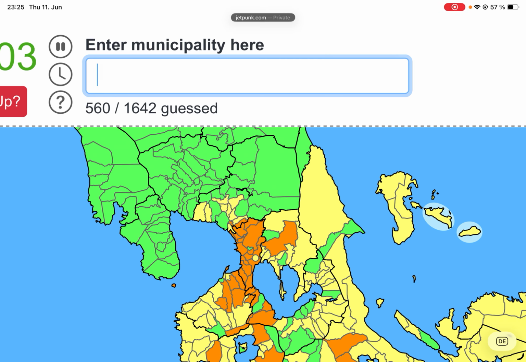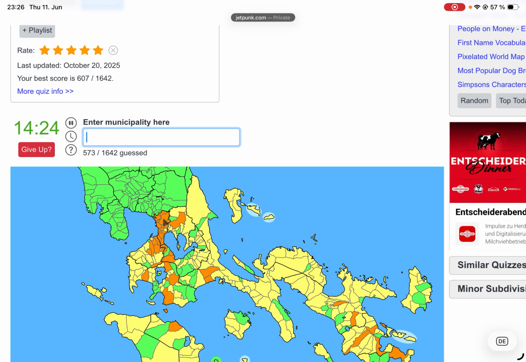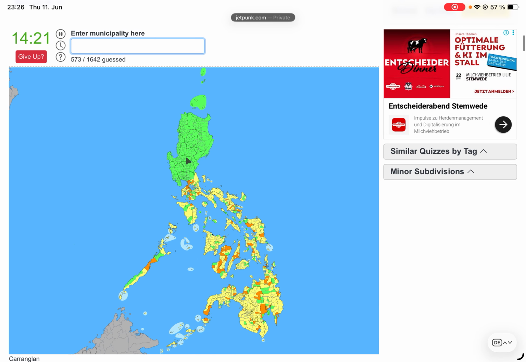We have Bustos, Plaridel, Guiguinto, Balagtas, Pandi, Paombong, Hagonoy, Bocaue, Obando, Marilao, and then this component city of Meycauayan, like this. All right. Okay, and that was the last part of the region of Central Luzon.